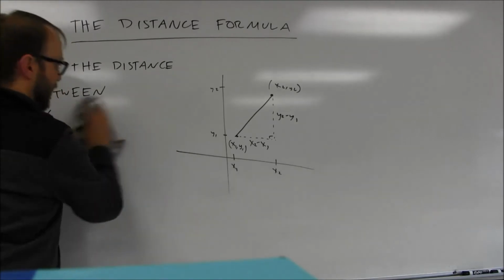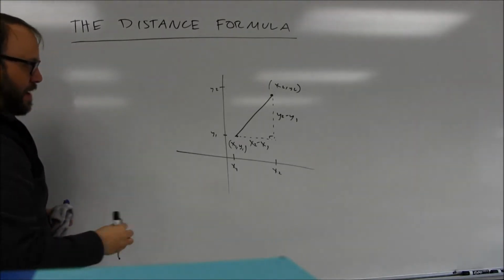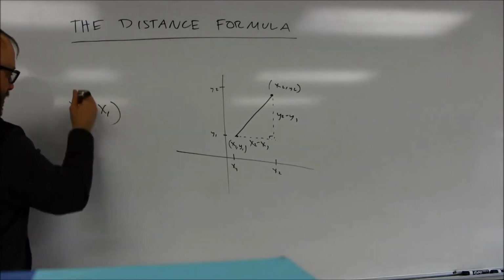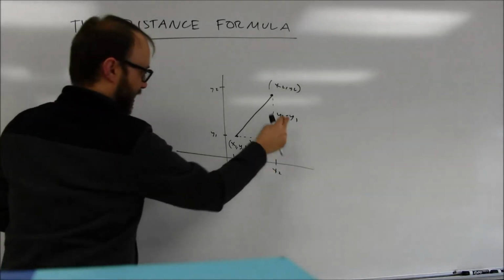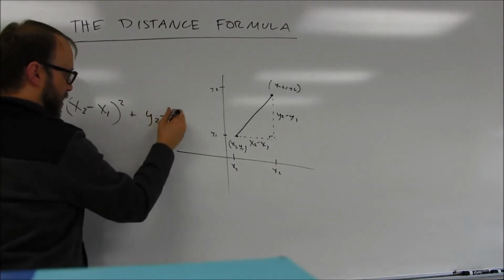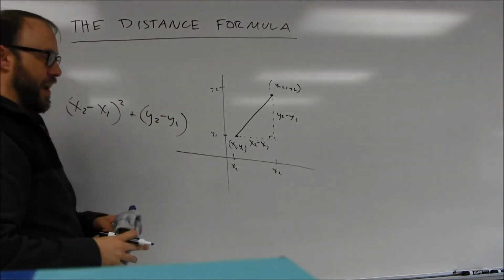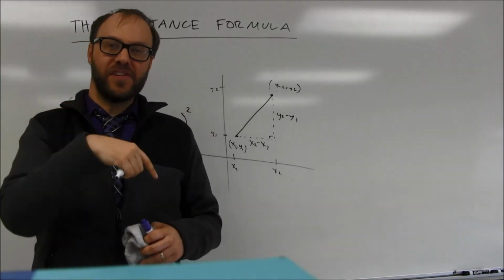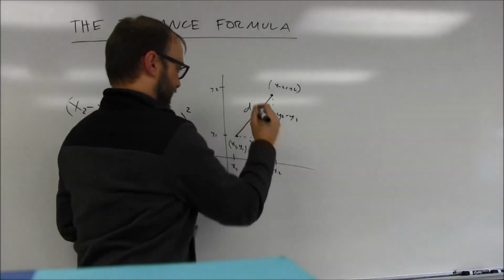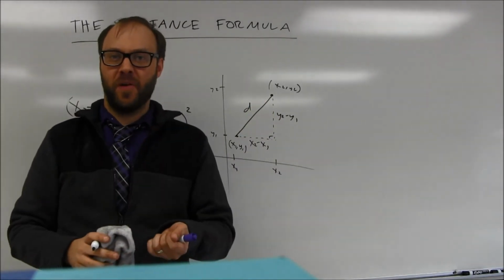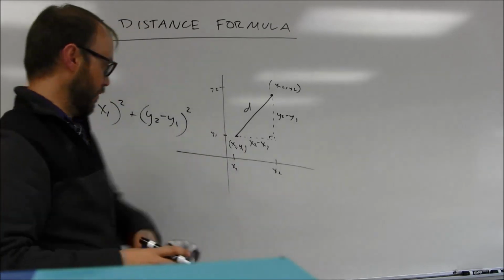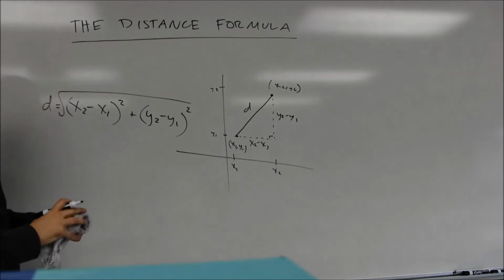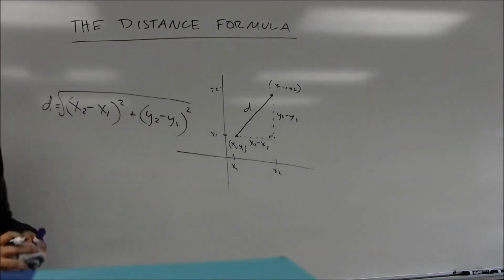And what does that give me? Well, take a look what happens. You take the leg squared, x2 minus x1 squared, plus the other leg squared, y2 minus y1 squared. I add those squares together and that'll give me length d squared. Remember the last step, we took the square root. So if I want d, I can really just take the square root of that whole thing. That's the distance formula.